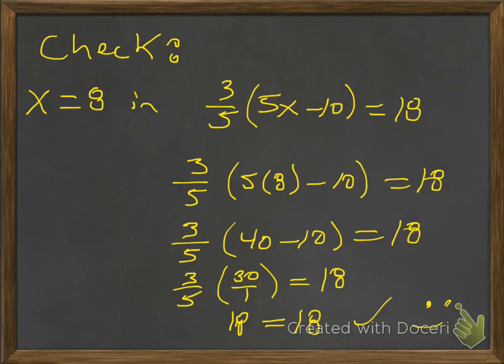3 times 6 is 18. And we have 18 equals 18, so good for us. It's all done. We've got all our points because we even went back and checked it.